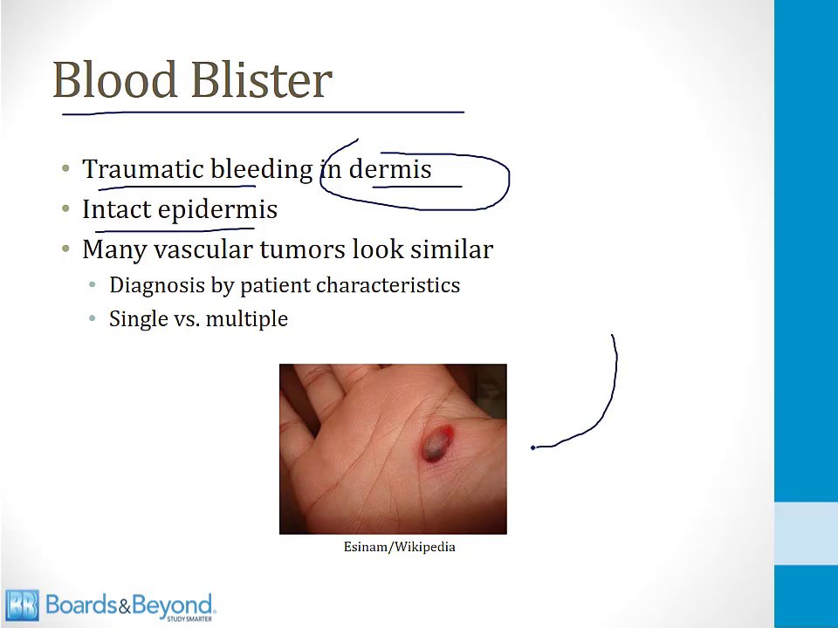So what you get is like what's shown on the screen here, with a collection of blood underneath the intact epidermis. And many of the vascular lesions and vascular tumors we're going to talk about in this video look similar to a blood blister. They're a collection of blood or blood vessels under the skin. So they're not going to be very distinct in terms of how they look. You're going to have to diagnose the condition based on patient characteristics and whether there are single or multiple lesions, because many of these vascular skin lesions look similar.